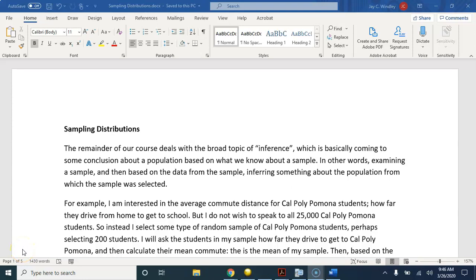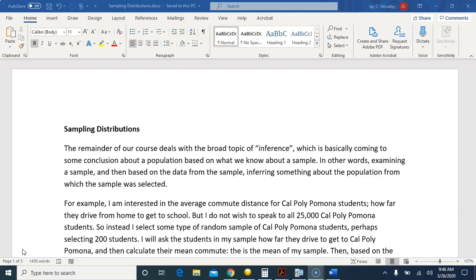The remainder of our course deals with inference, where we select a sample from a population and we do calculations on that sample, and then based on the information from the sample, we try to say something or infer something about the population. For example, one of the questions I come back to often is, I'm interested in the average commute distance for Cal Poly Pomona students.